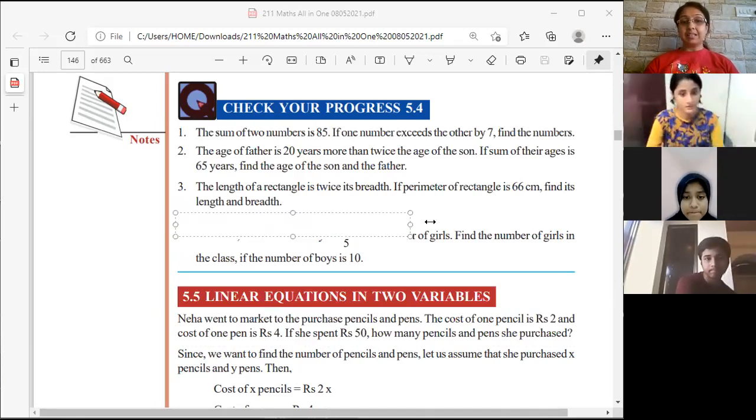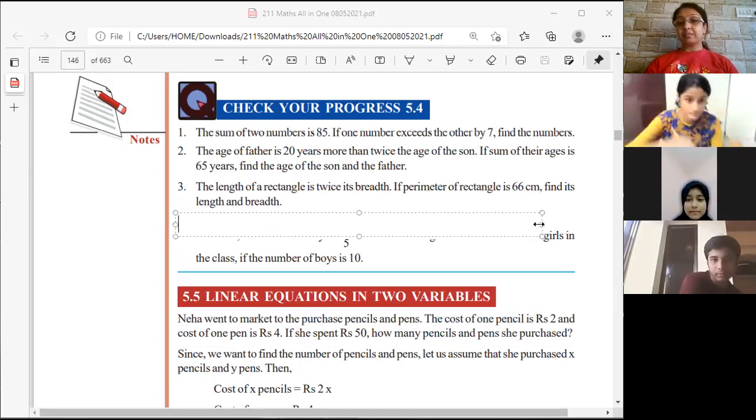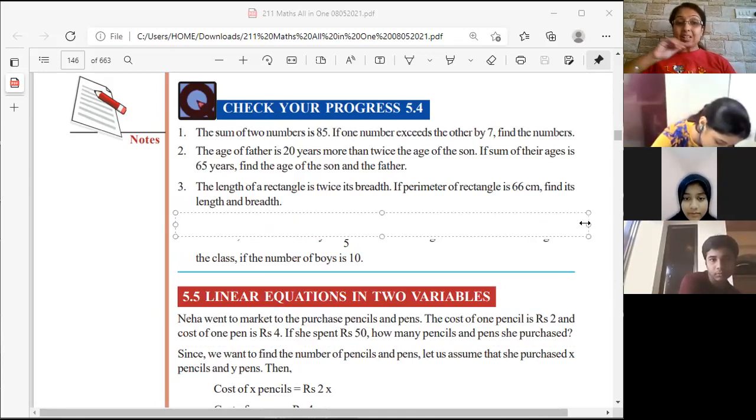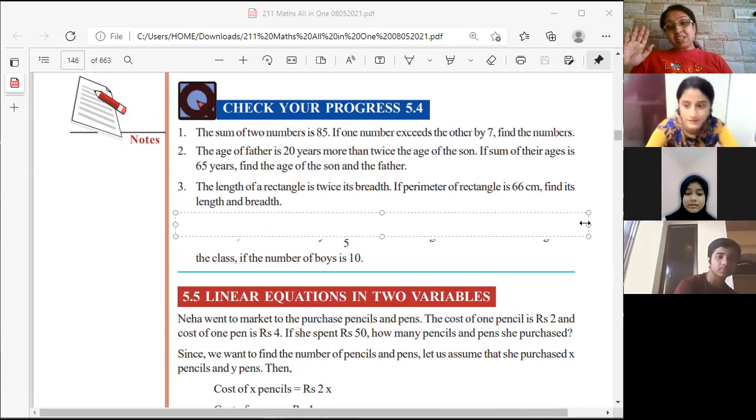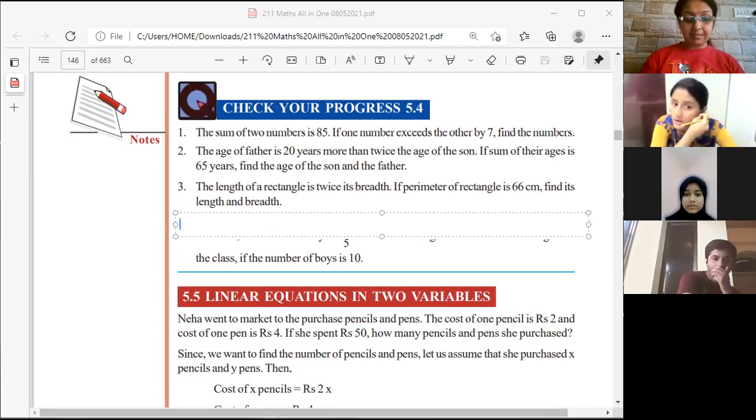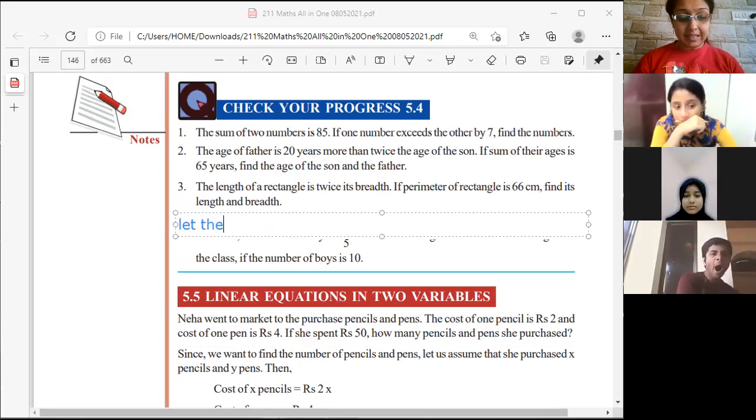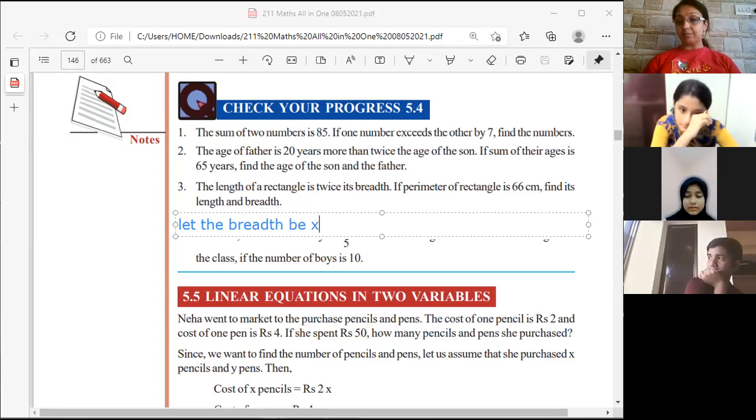We have the length of a rectangle and we have the breadth of the rectangle. Now the length of the rectangle is twice its breadth. Twice its breadth. So tell me which is big? Breadth is big or length is big? Length is big. We have to take x to the smaller one. So what will I say? Let the breadth be x. Tell me, am I right or wrong? Yes, right.